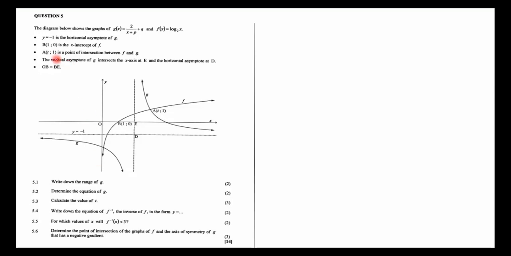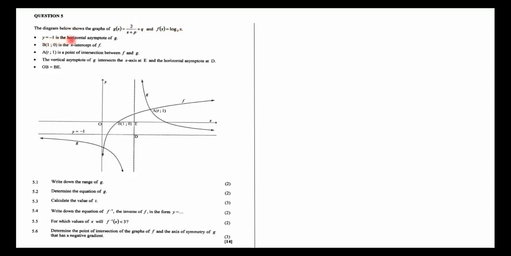So here we're given question 5 and we have some instructions given below. Let's first read that, and then from there we're going to explain how you basically approach such questions. So the diagram below shows the graphs of g of x is equal to 2 over x plus p plus q, and f of x is equal to log base 3 of x.